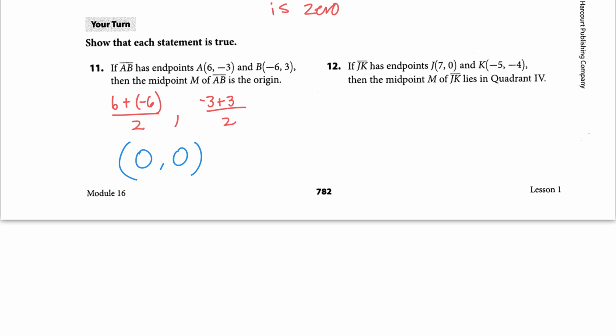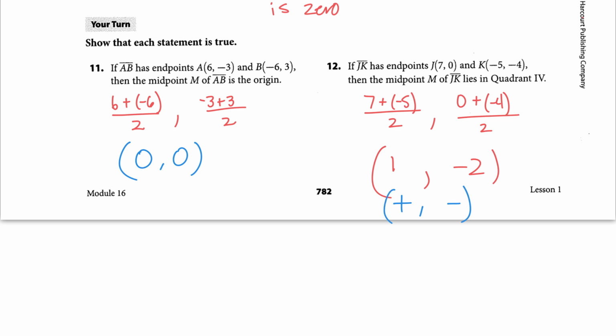If J has the endpoints 7, 0, and K has -5, -4, then the midpoint lies in quadrant 4. 7 plus -5 divided by 2, that would be 2 divided by 2, which comes out to 1. And 0 plus -4 divided by 2, that would be -4 over 2, is -2. The fourth quadrant has x coordinates that are positive and y coordinates that are negative. So it has a positive and a negative, therefore it is in quadrant 4.